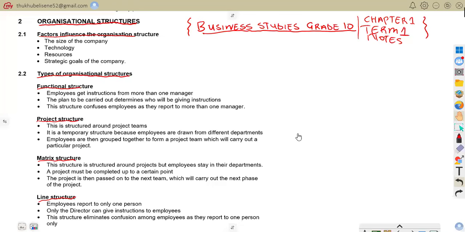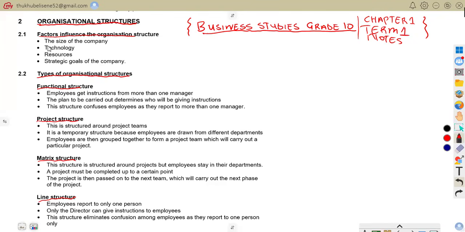Welcome once again to Mason African Motives. We are still on Business Studies Grade 10, Chapter 1, Term 1 notes. Today we are going to look at organizational structure, and the factors that influence organizational structure.